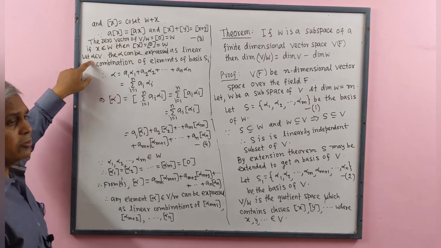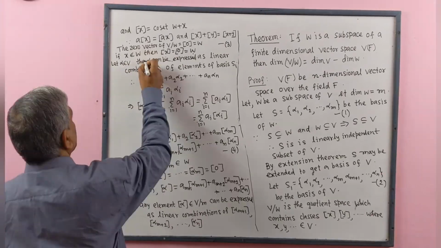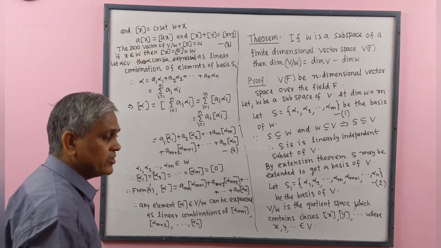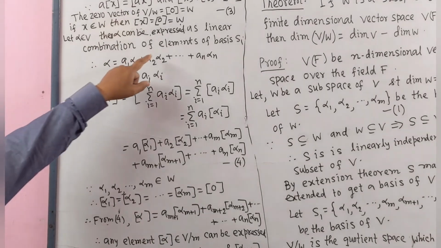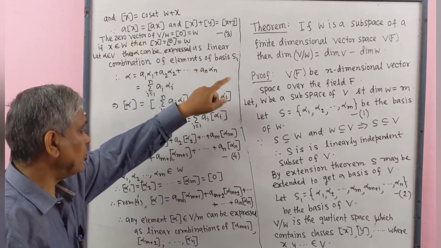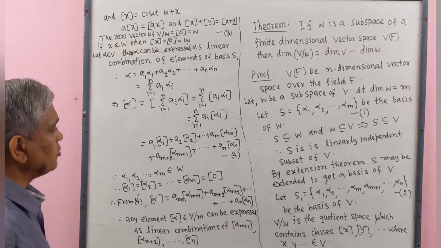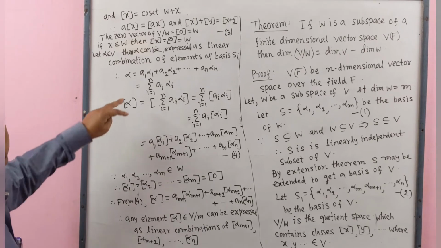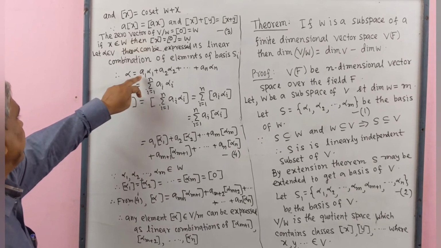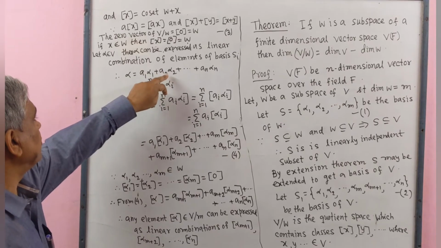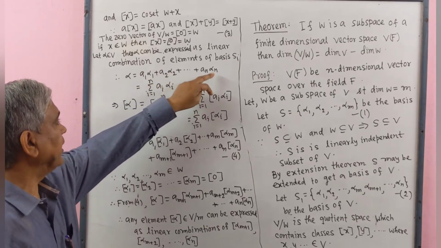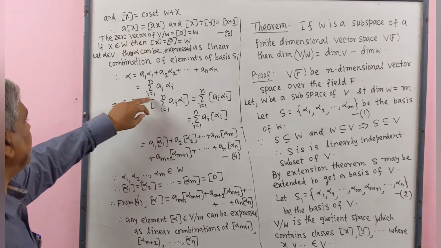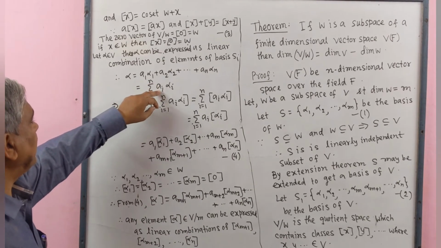Let alpha belong to vector space V. Then alpha can be expressed as a linear combination of elements of the basis S1. S1 is the basis of vector space V. Therefore, alpha equals a1 alpha 1 plus a2 alpha 2 plus dot dot dot an alpha n. This is equal to sigma i equal to 1 to n ai alpha i.